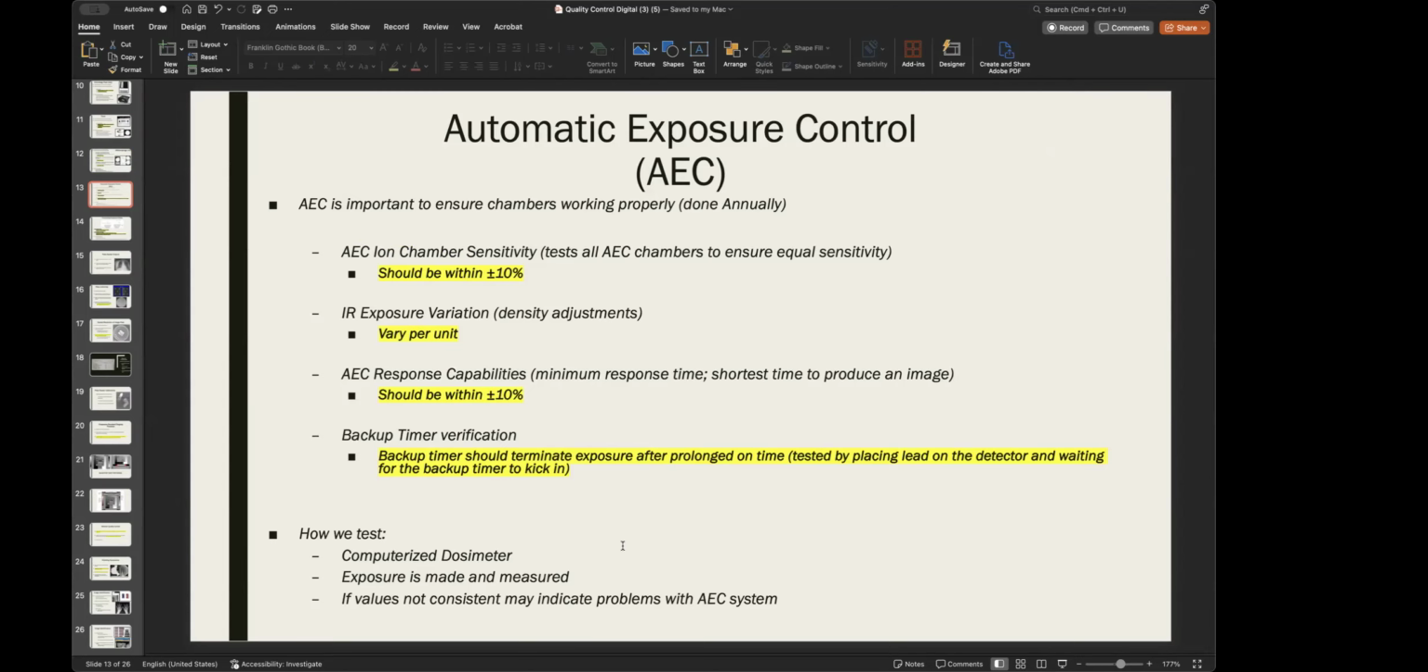And then backup timer verification is just going to be verifying if the backup timer turns on after a prolonged exposure. So it's easy to verify the backup timer. Place a lead apron on a photocell that's being active, and then wait till it times out, essentially. You want to make sure that process works because we don't want that piece of equipment just to keep exposing patients forever. We need that backup timer to be working.